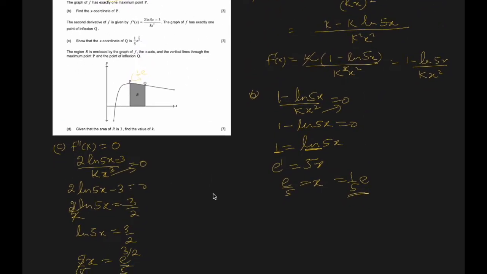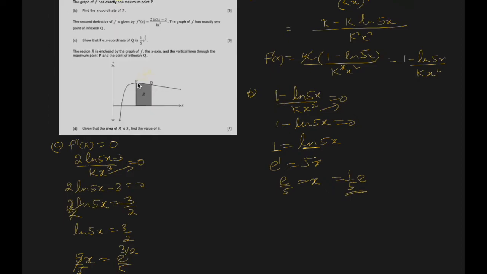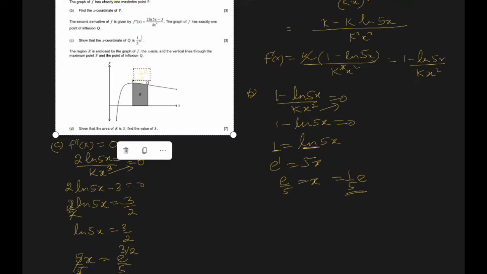The region R is enclosed by f graph. Okay, done. This is the graph f. Okay, x-axis, this one. The vertical lines through the points P and Q, this and this. Yeah, so this is the region R. Okay. What are they saying? Given that the area of R is 3, they're giving us the area. Okay, find the value of k.